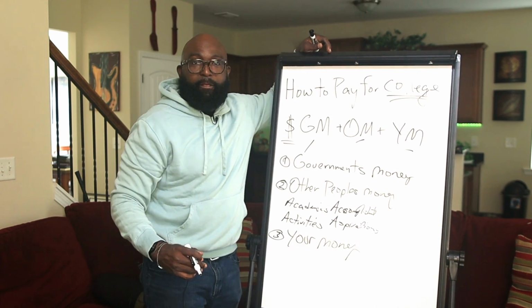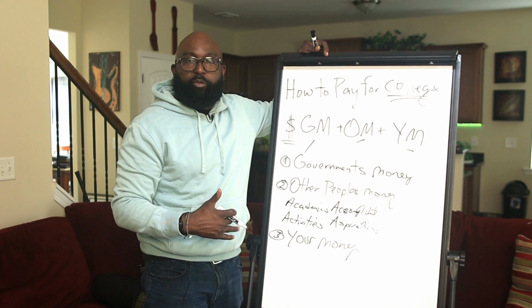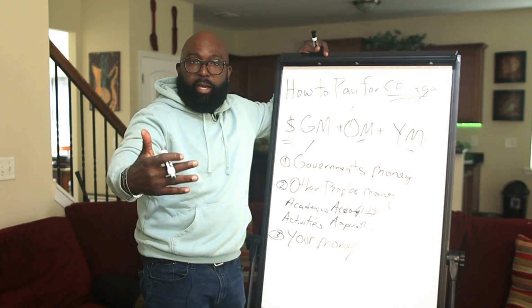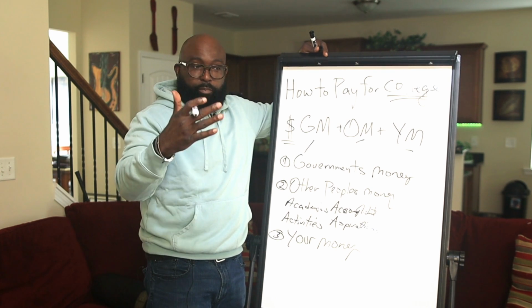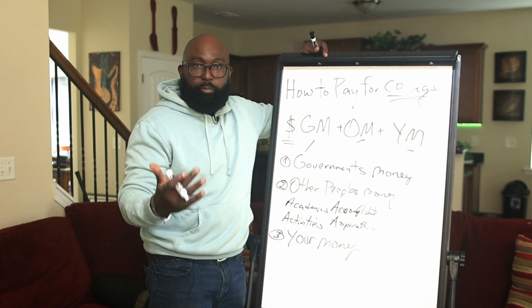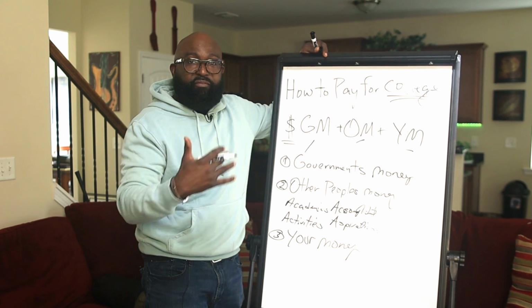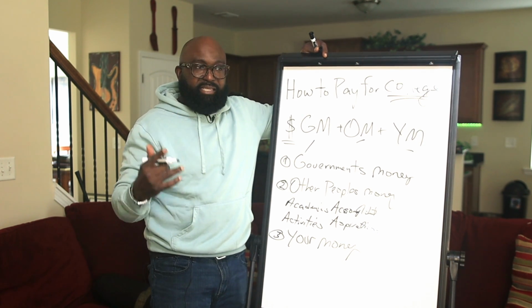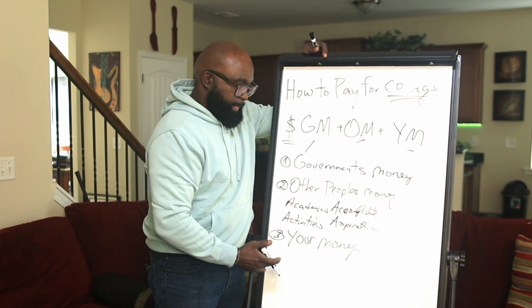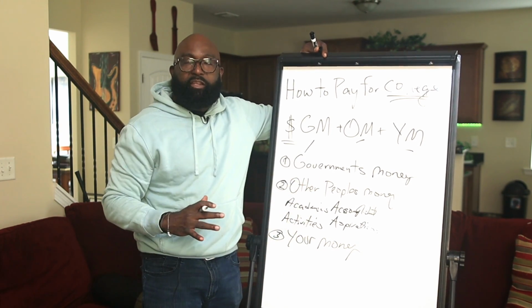Your money, right? So this is an additive equation. The government's money plus other people's money plus your money. Now, regardless of where you are right now, you want to make sure that you're utilizing your money, whether it's through savings, whether it's through investing, whether it's using a 529 education plan. This is where you're putting money aside to be able to utilize your money over time to pay the big college tuition bill.